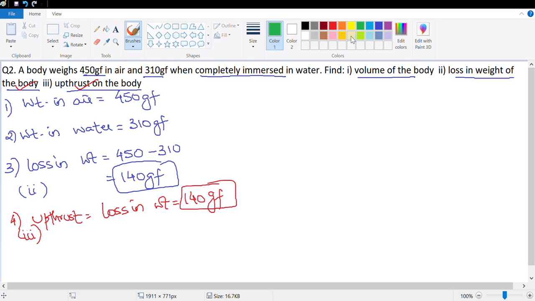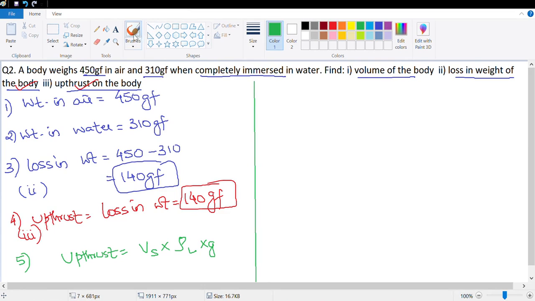That brings me to part 1 of the question, which is volume of the body. So we know upthrust is equal to volume of solid multiplied with density of liquid multiplied with g. Right, this is in any case in gram force, so that makes our life simple.